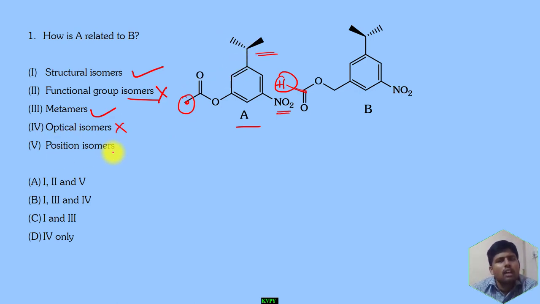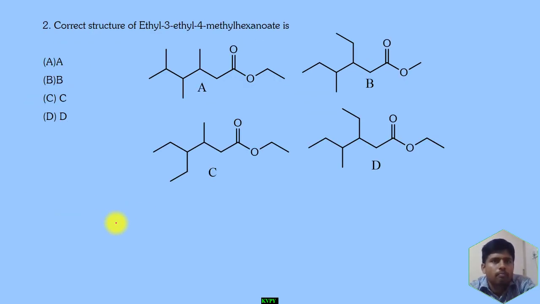Position isomers. Are they position isomers? For having position isomer, you need to have a same parent chain and different location of the functional group or multiple bond or something like that. So here we don't have that. So it is actually only first statement and third statement are correct. So they both are related as structural isomers and metamers. So it's option C. So let us move on to next question.